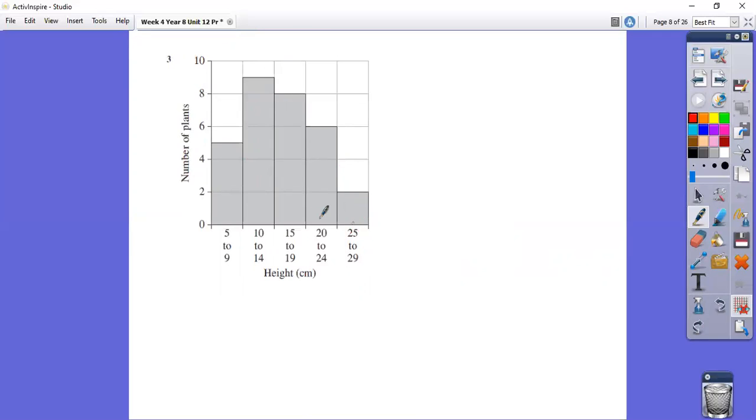to 29 centimeters, whereas a lot of the plants were growing, the average was between 10 to 14 and possibly 15 to 19. So most of the plants were growing to this height, whereas your outliers, the plants that were growing either very, very short or very, very tall, were few in between. Again, that's to be expected.